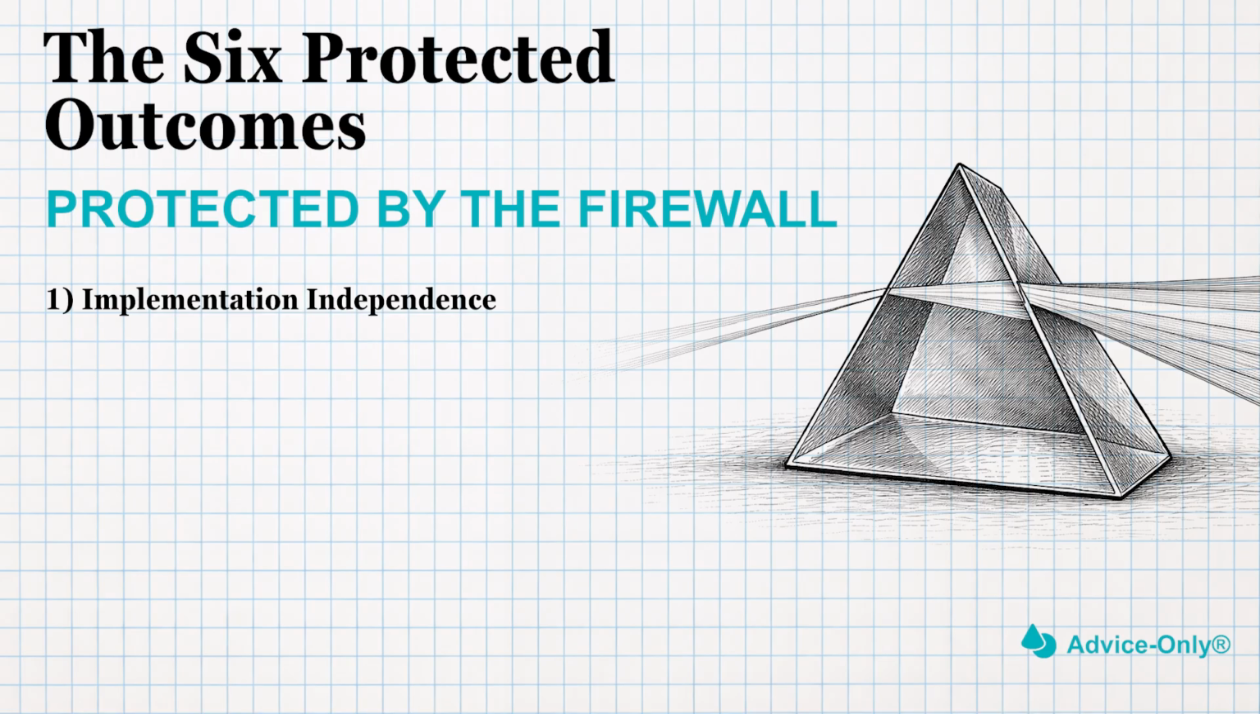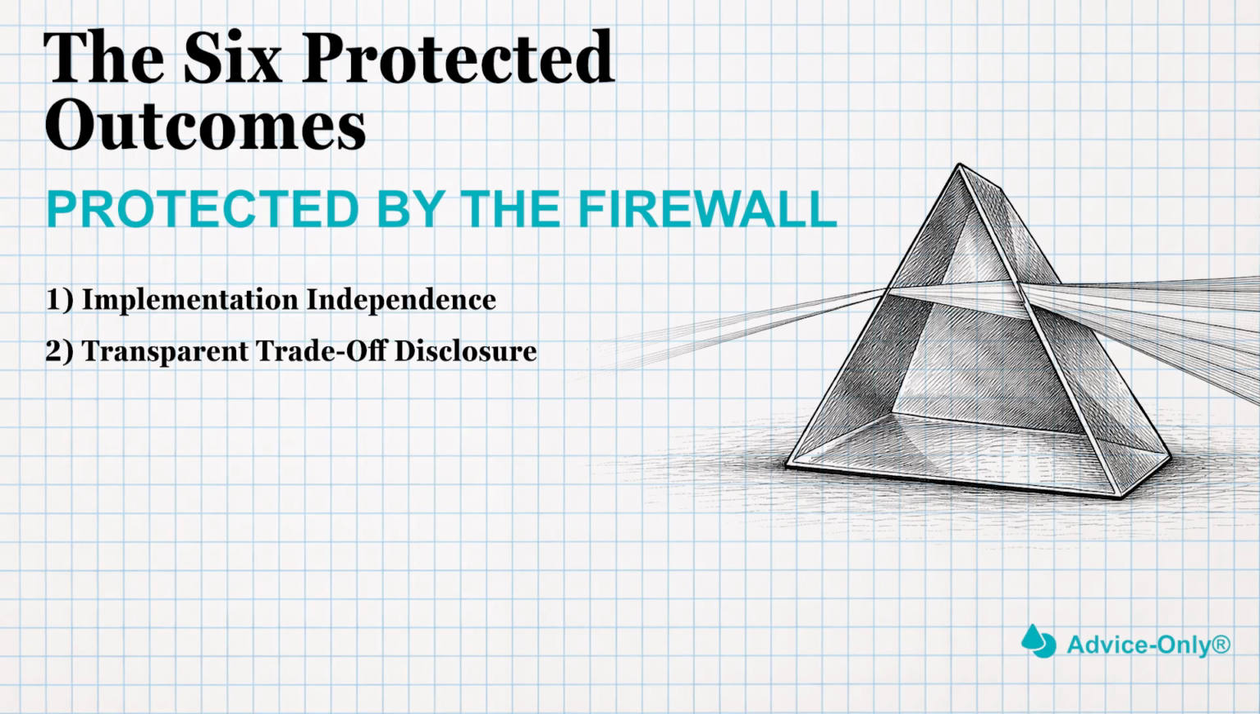Under the fee structure firewall, the advisor has no financial stake at all. They can say, "Based on your income needs and longevity risk, an annuity could make sense," and stop there. What the client does next does not affect the advisor's income. That is implementation independence. Recommendations are never influenced by whether the advisor will execute them.